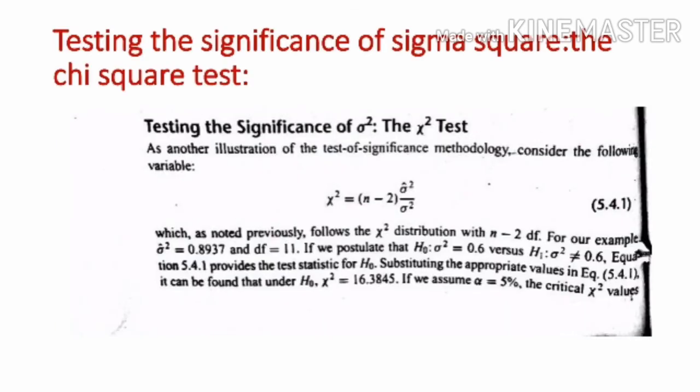Alternative: less than, equals, not equals to. Testing the significance of the sigma square in the chi-square test. Another illustration of the test of significance methodology: consider the following variable. Chi-square is equal to (n minus 2) sigma square hat divided by sigma square, which has the chi-square distribution with n minus 2 degrees of freedom.